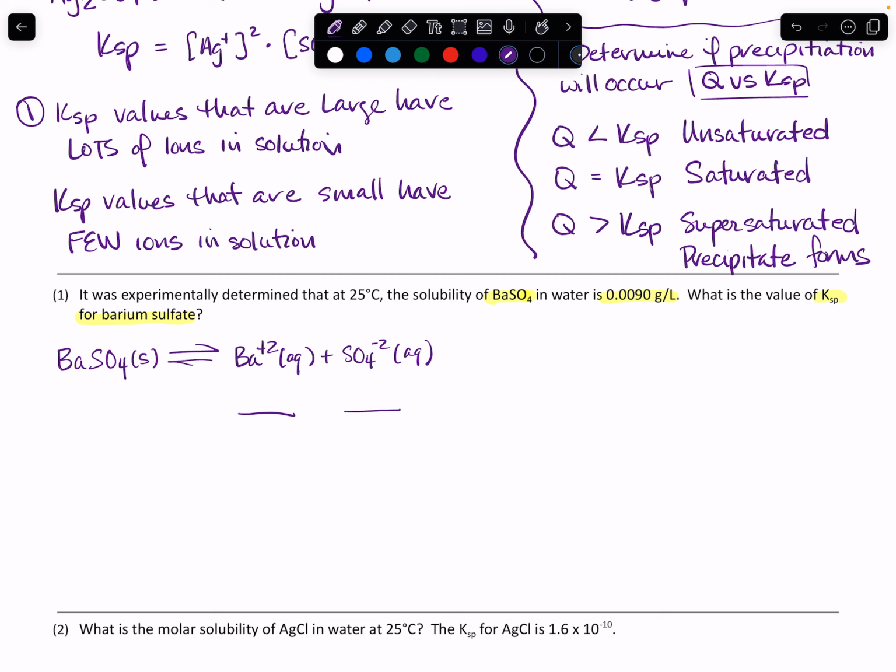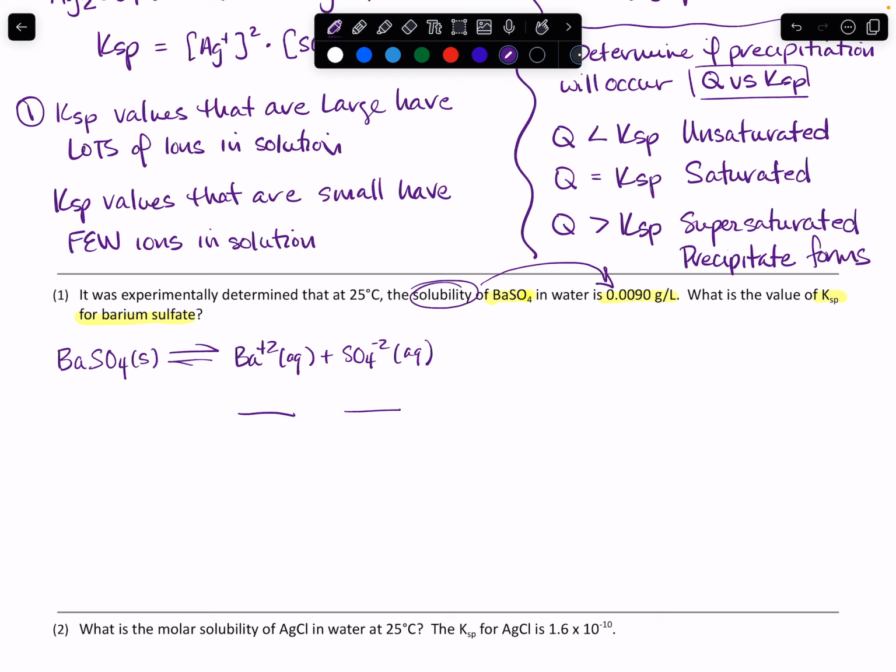Well, it tells us the solubility, which means that this value is the amount of barium and sulfate present in that solution. Because remember, that one barium sulfate unit splits into these two ions. So if I had 0.0009 grams per liter of the barium sulfate, when it splits, I'll get 0.009 of the barium ions and 0.009 of the sulfate ions. The problem is that your equilibrium constants, your KSPs, need to be in molar concentrations.